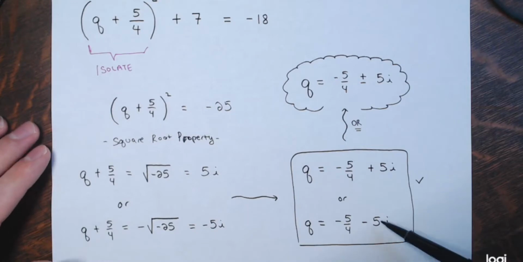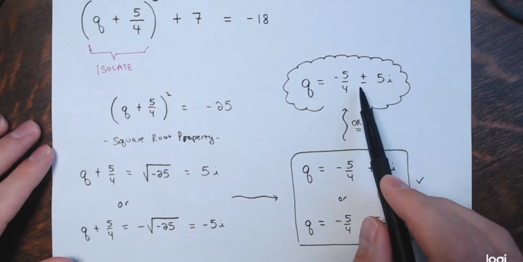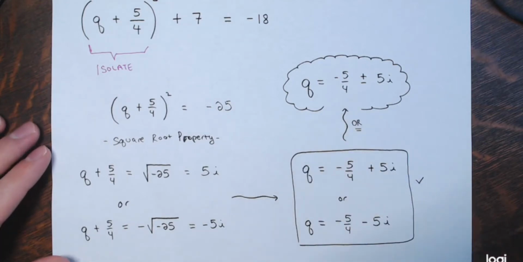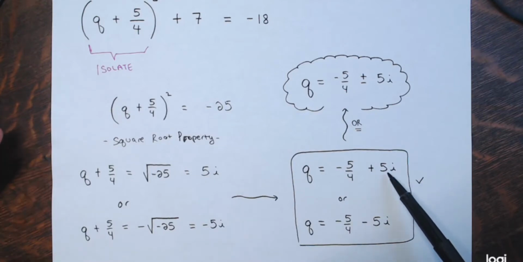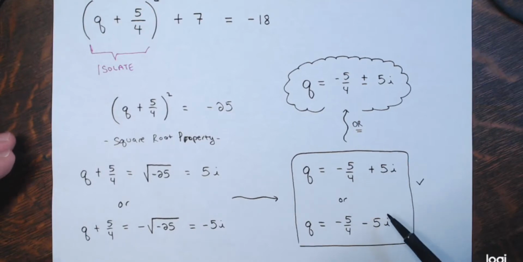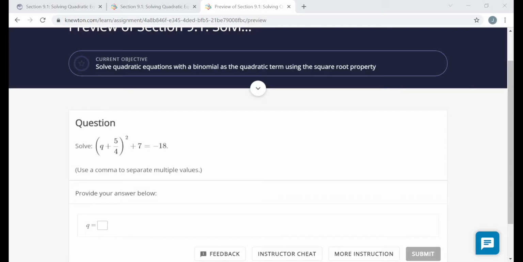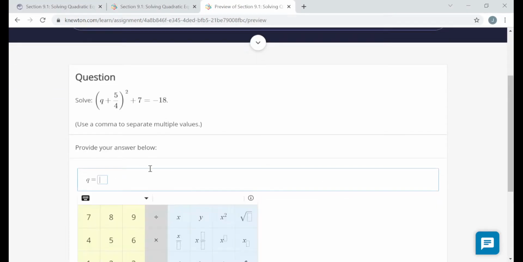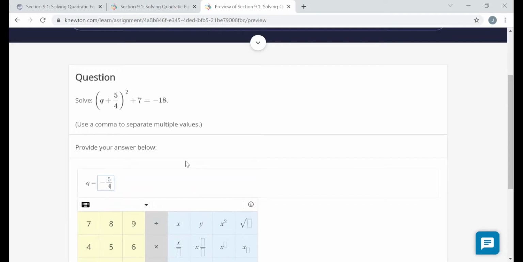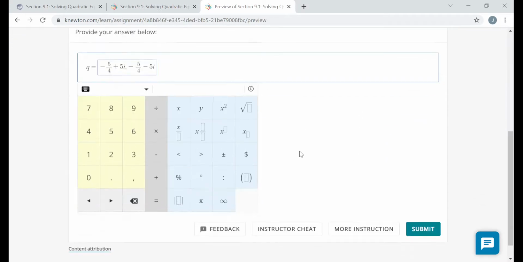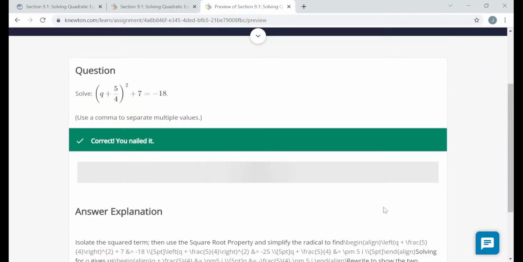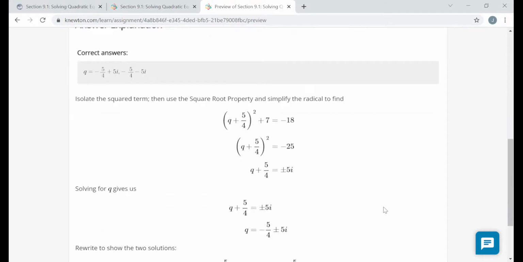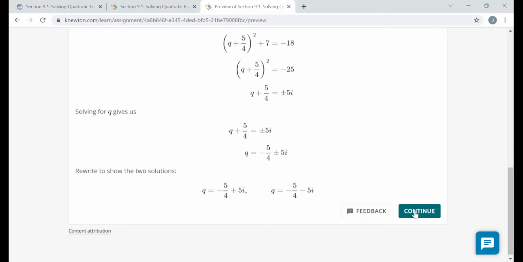If you have two expressions that are similar except for one sign, a plus or minus sign, they'll just write that same expression with the plus or minus sign where things change. But we are asked to enter separate values here, separated by commas. So back on the assignment, one solution is negative 5/4 plus 5i, and then a comma, put a comma, and then the other solution, negative 5/4 minus 5i. They want us to separate multiple values with commas in the instructions. Wonderful. And again, please read through the answer explanations.